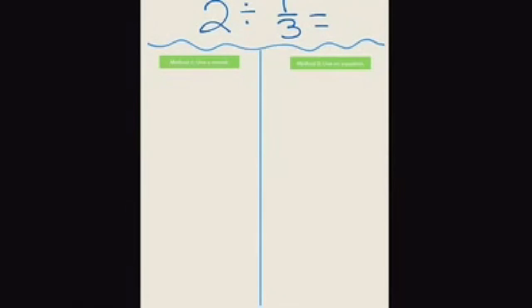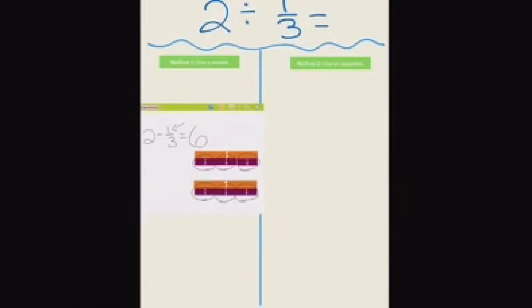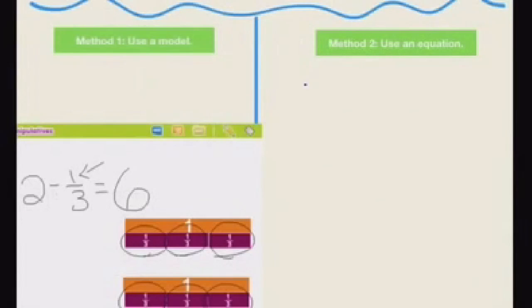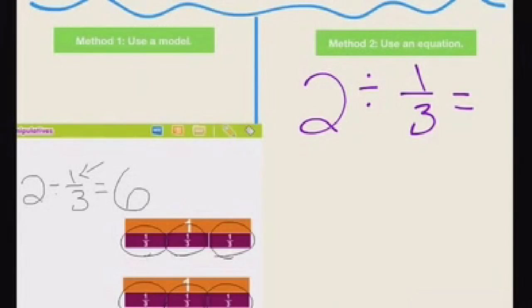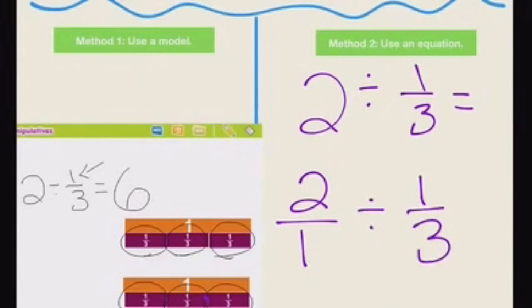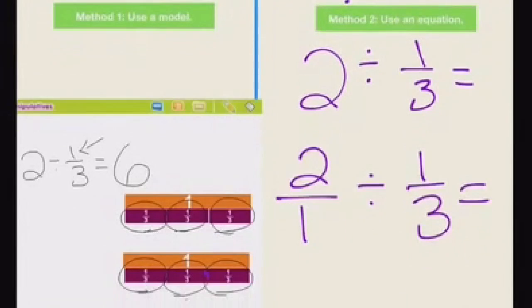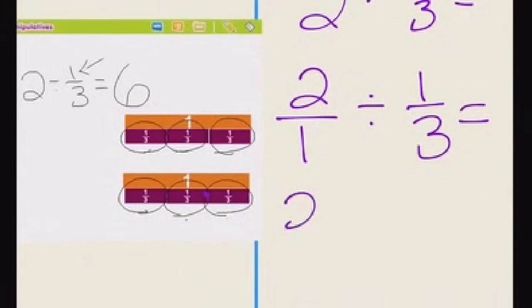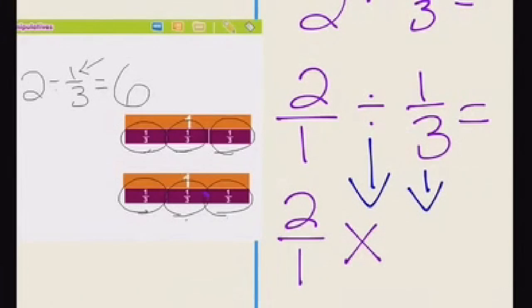And now let's try that same division problem using an equation. So I'm going to start with 2 divided by 1/3. And once again, remember the first step is to write that whole number over 1. So I'm going to rewrite this as 2 over 1 divided by 1/3. Now, remember, we're going to take our first fraction and multiply it times the reciprocal of our second fraction. So again, our division problem becomes multiplication, and you find the reciprocal of the second fraction. So 1/3 becomes 3 over 1.